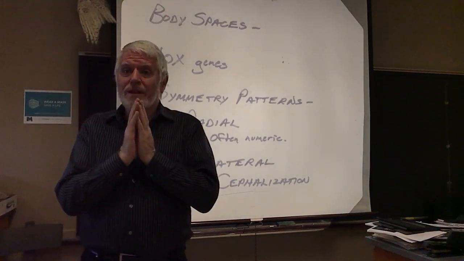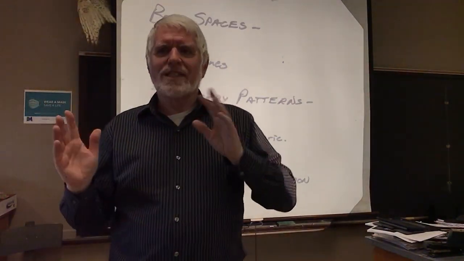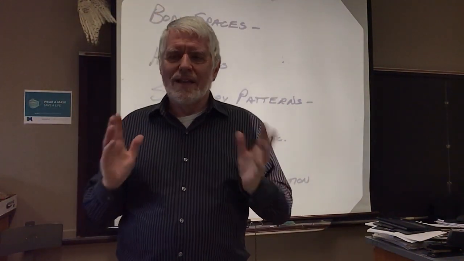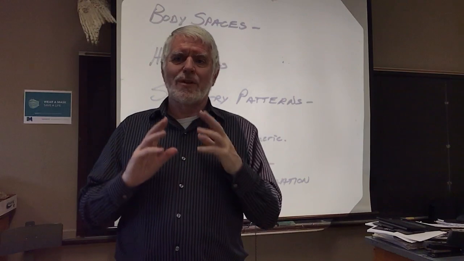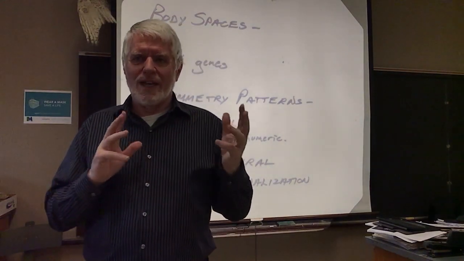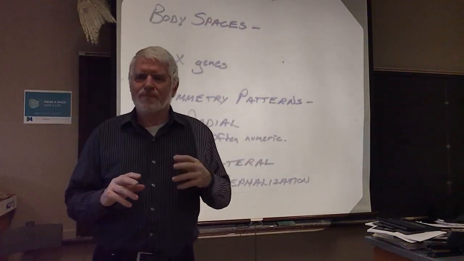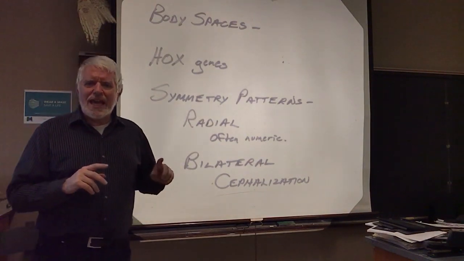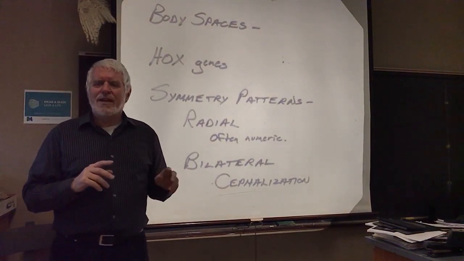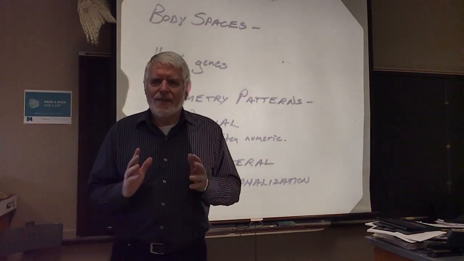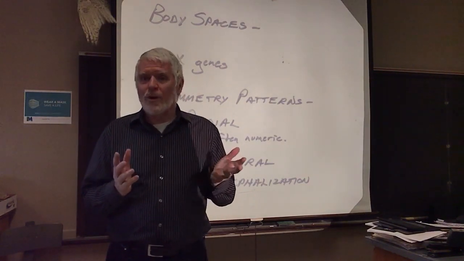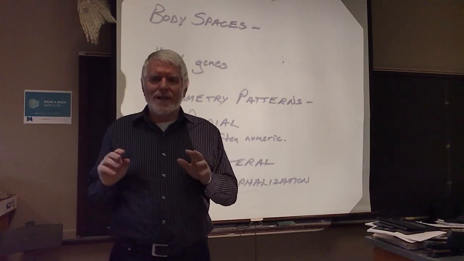Bilateral, two sides. Right side, a reflection of the left side. So we are bilaterally symmetrical. It is a very common type of symmetry in larger animals. And in our distant ancestors, when you have two sides and you're moving through the water, because our distant ancestors moved in the water, right?